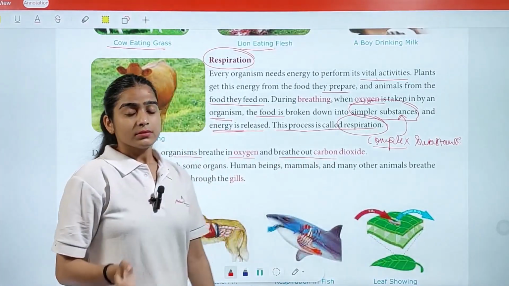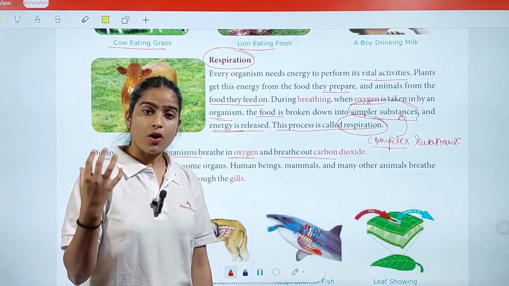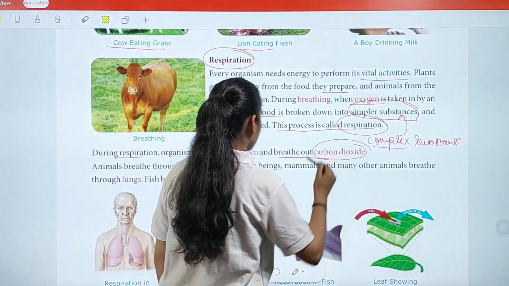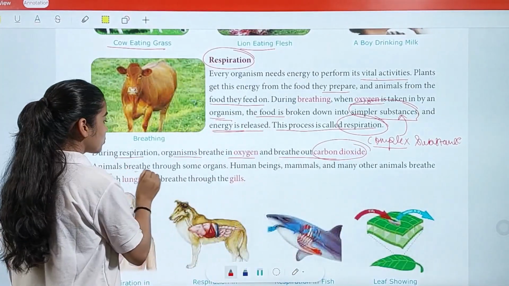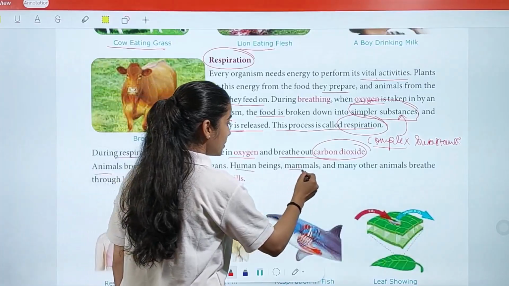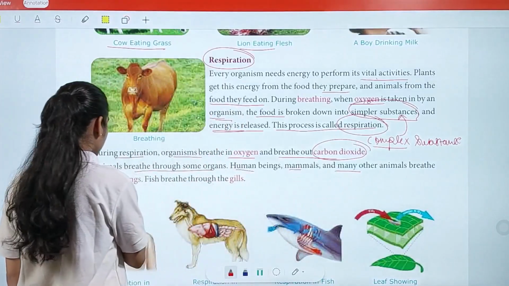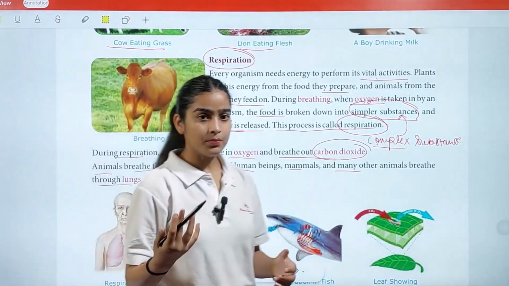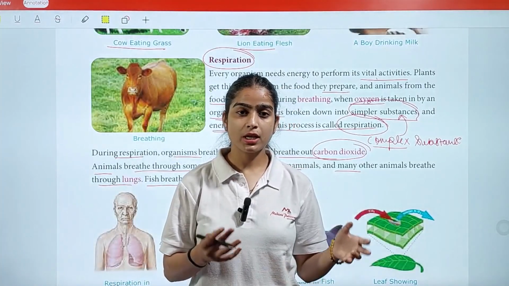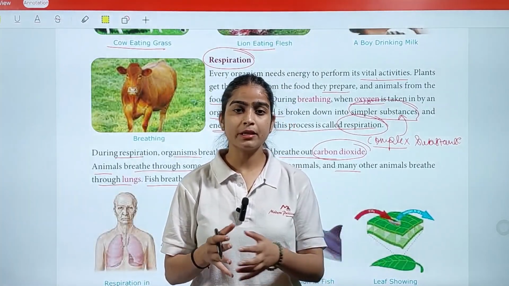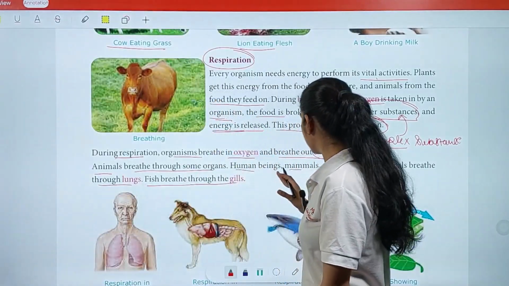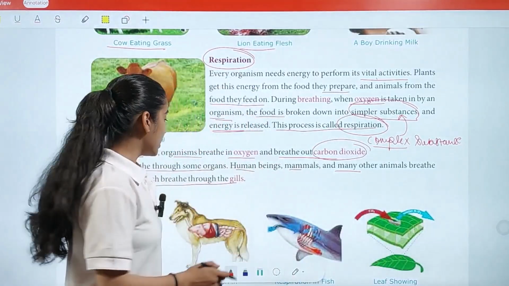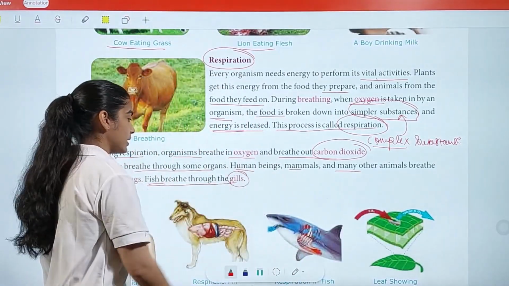When I say breathe in, it means you are taking in oxygen, and when I say breathe out, you take out carbon dioxide from your body. Now animals breathe through some organs. Human beings, mammals and many other animals breathe through their lungs. Fish breathe through gills. There are different organs which help us complete our breathing process. In human beings, mammals and many other animals, this process is done with the lungs, but in fish it is done by their gills.